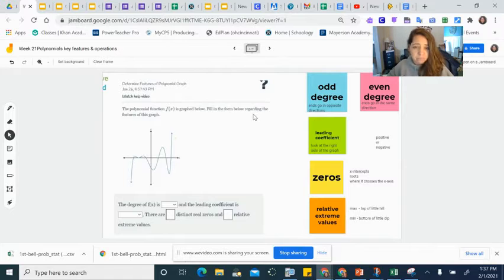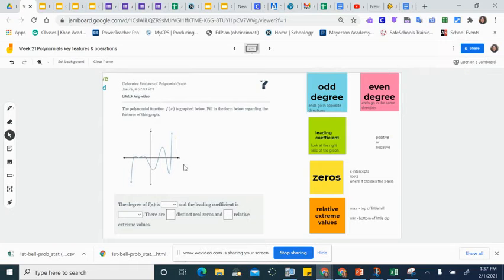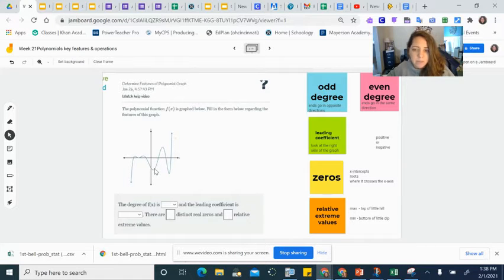So when it comes to the last piece of features of a polynomial graph, this is just kind of pulling it all together. When we look at this graph here, let's just say it has mountains and valleys, if you will. When this says the degree of f of x, just by looking at the graph, we don't have the function. If we had the function, we would just look at the highest exponent. We don't have the equation of the function, so we just look at the graph.